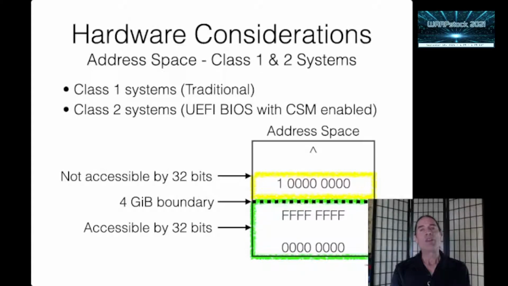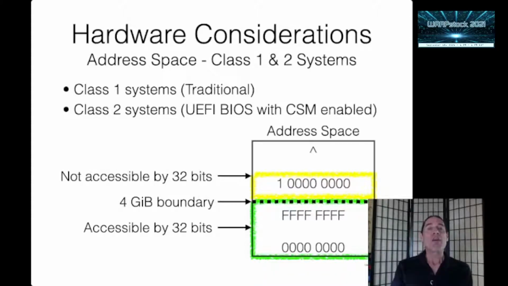Traditional Class 1 systems tended to completely fill, as much as possible, the lower 32-bit portion, the green area, with memory, and they also tended to put all of the I/O devices in that green area, the 32-bit address space. So, with a traditional Class 1 system, you're going to get the most RAM and the most compatibility with ArcaOS.